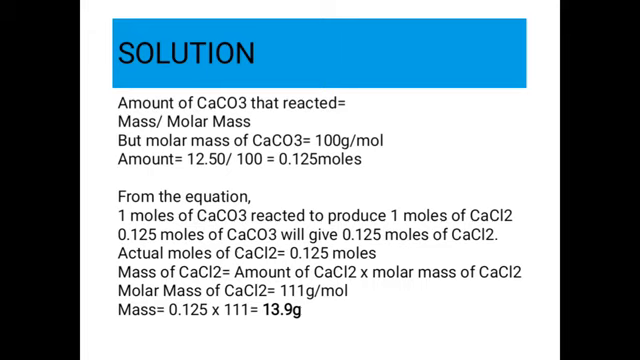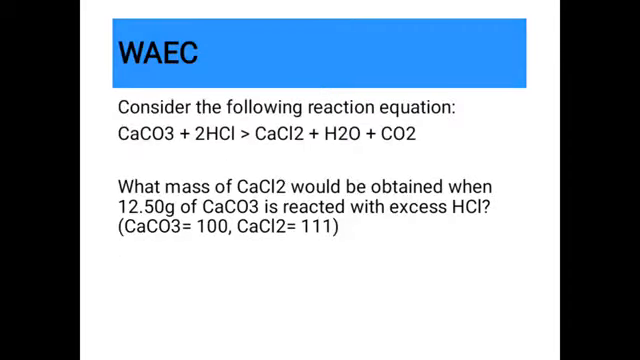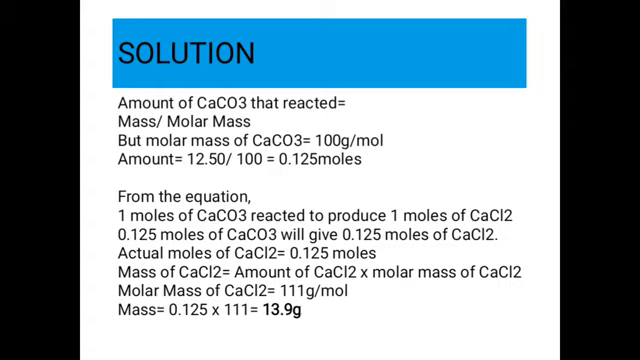Step 3, I said step 1 is balance the equation. Step 2 is converting whatever mass you are given to mole. Step 3 now is to do the stoichiometry of that question by saying, from the equation, 1 mole of CaCO3 produces 1 mole of CaCl2. So since they have the same stoichiometric ratio, whatever mole you get in the known will be the mole for the unknown. So we say 1 mole of CaCO3 reacted to produce 1 mole of CaCl2. Therefore, 0.125 mole of CaCO3 will still be the same as 0.125 moles of CaCl2.